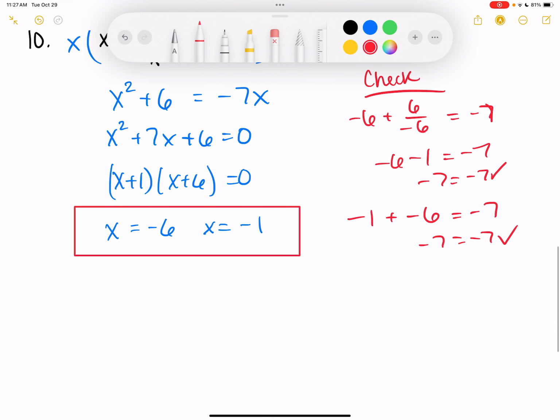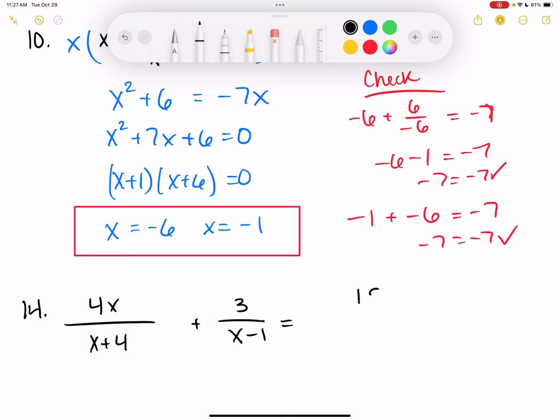All right, 14. Make them a little bit harder. 4x over x plus 4 plus 3 over x minus 1 equals 15 over x squared plus 3x minus 4.